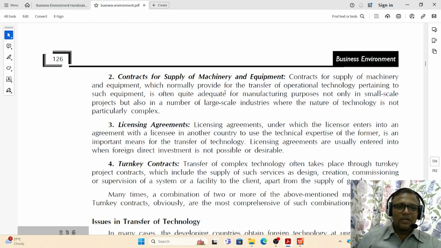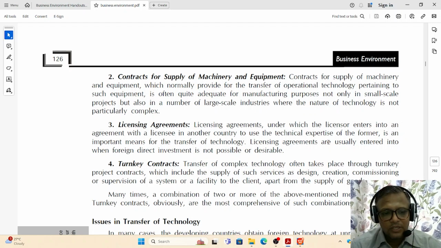Fourth is the turnkey contract. Turnkey contract basically refers to the transfer of the complex technologies which often takes place through the turnkey project contracts, which include supply of such services as design, creation, commissioning, or supervision of the system or the facility of the client, apart from the supply of the goods.